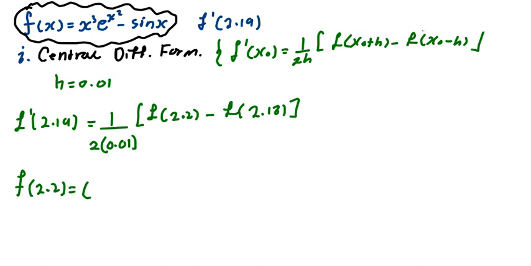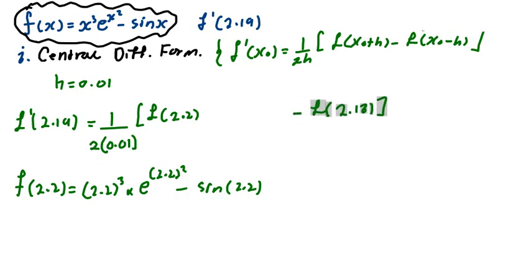What is this going to be? It will be 2.2 to the power 3 multiplied by e to the power 2.2 squared minus sine 2.2. If everything is right that you do on your calculator, you're going to end up with your f of 2.2 equal to 1345.837161, like that.